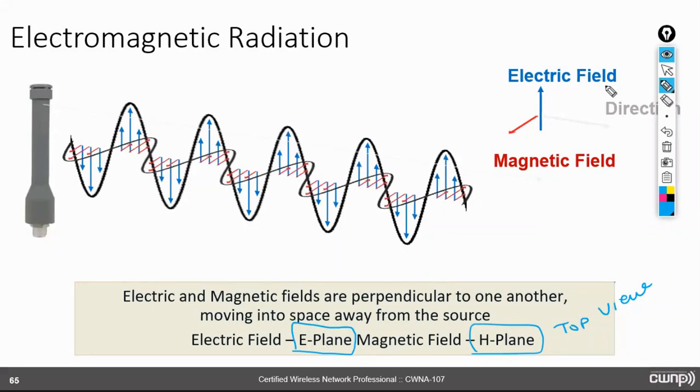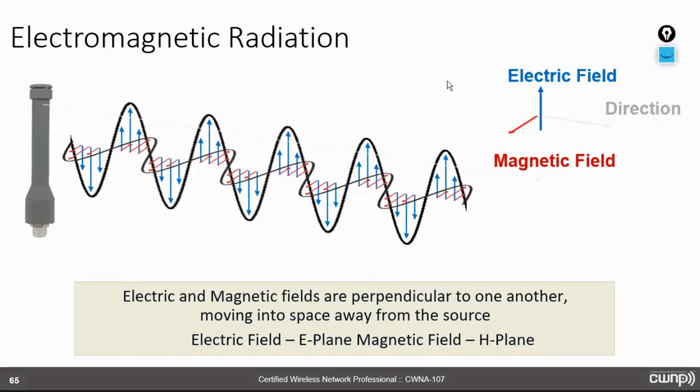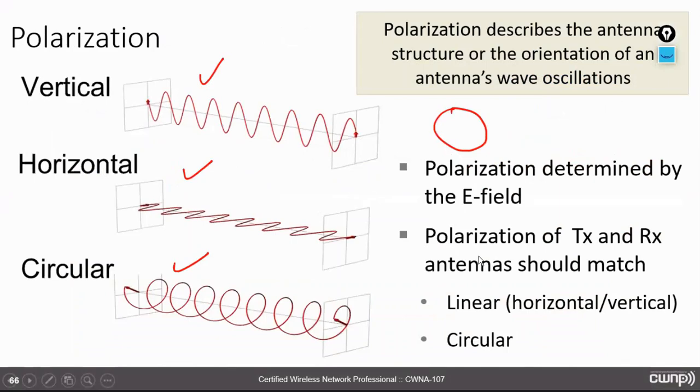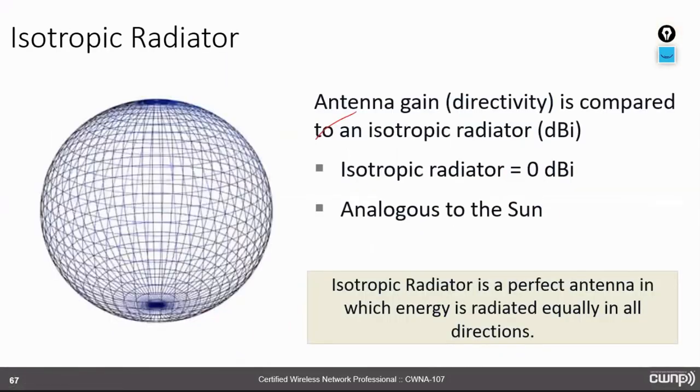Because this course, I repeat again, is not bound to a specific vendor. This is the open standard information about wireless, right? So polarization, which is a structure of an antenna, is also taught by CWNA. Isotropic, this is very good information. This is the perfect antenna, in which energy is radiated equally in all directions.